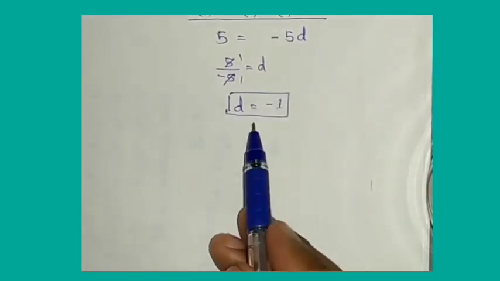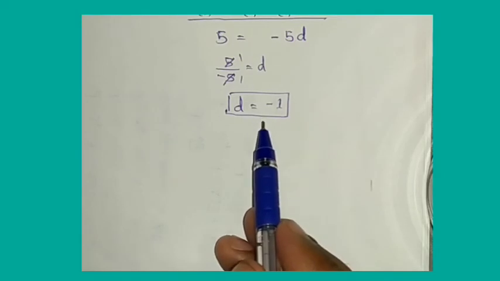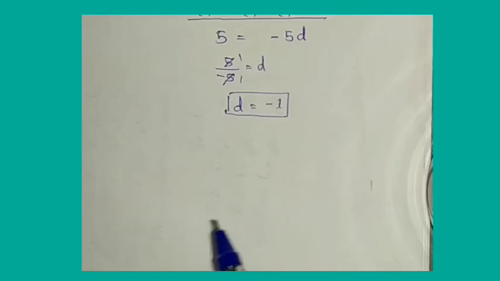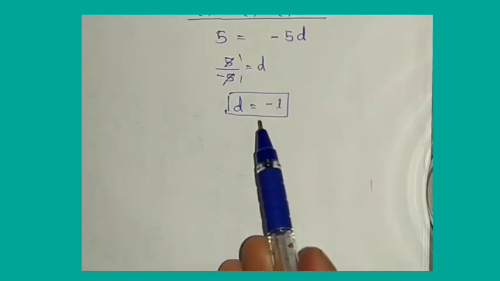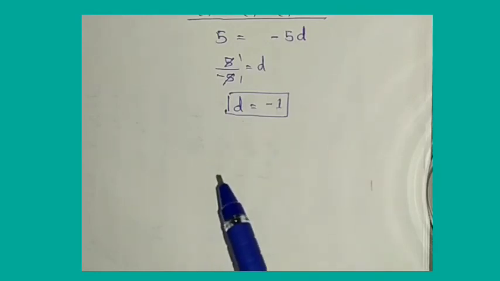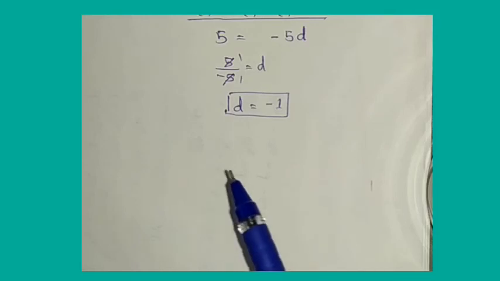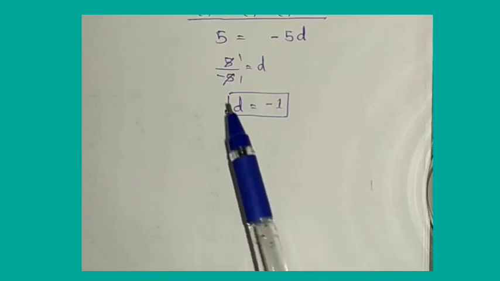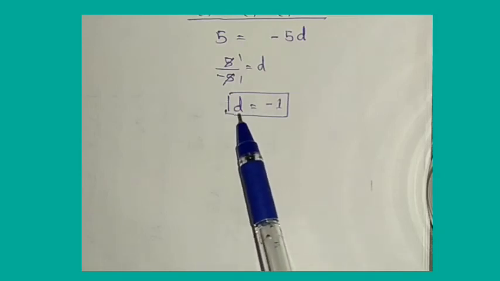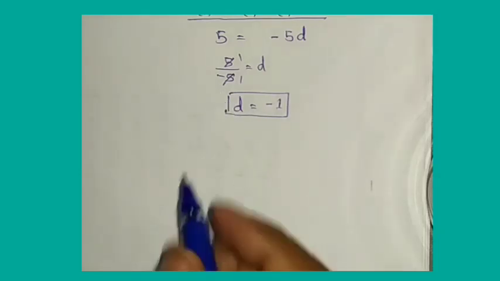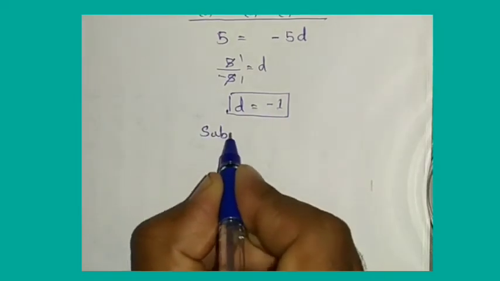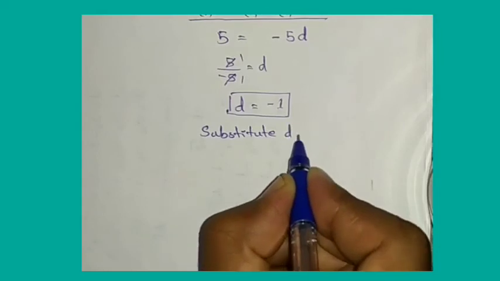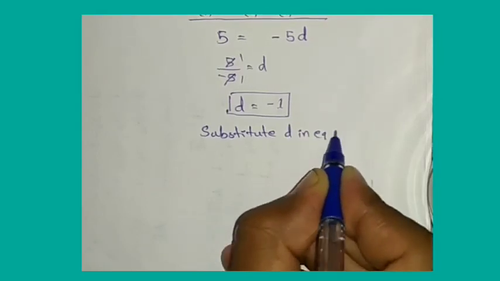So now we got d equal to minus 1. Still we need A10. So for that we know the d and we know the n, but what we need? We need a. So for that what we have to do? You have to substitute this d in any one equation. So I will substitute d in equation number 1.